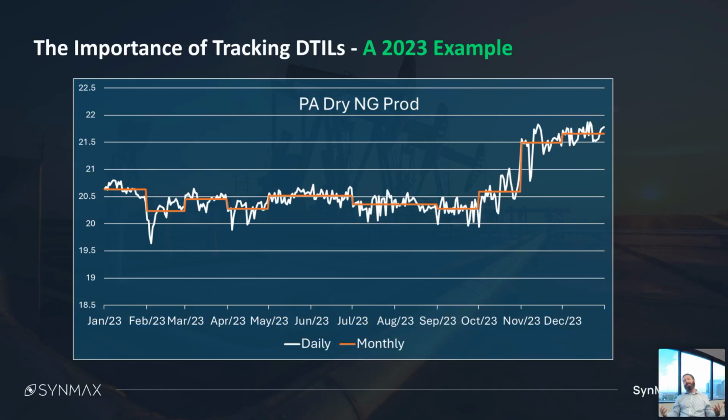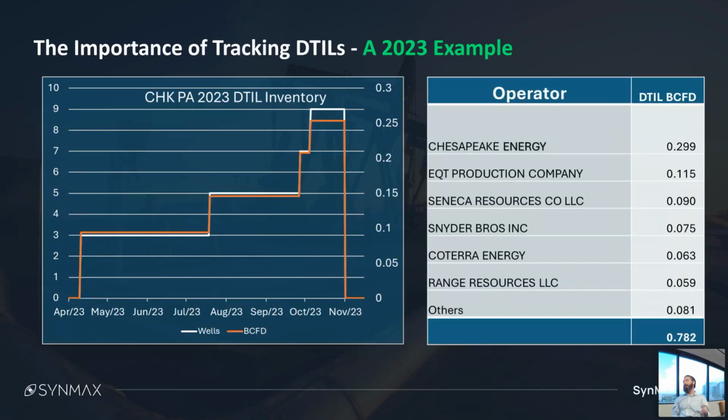Well, now that all of that data is available from the state, and we've gone back in time and collated that data with SynMax frac crew data, we can see exactly what the story was on this. And it turns out that this was a DTIL story. So that surprise in natural gas production that we saw last November in Pennsylvania was actually because Chesapeake, EQT, Seneca, Range Resources, Coterra, et cetera, as you can see on the table on the right here, they were all participating to some extent in DTIL inventory building, and then they all brought that online very quickly in November.